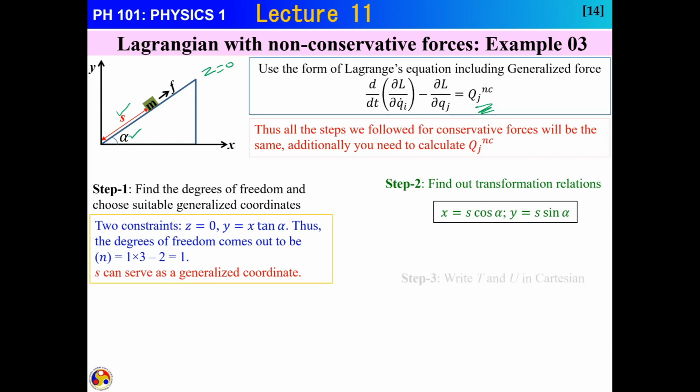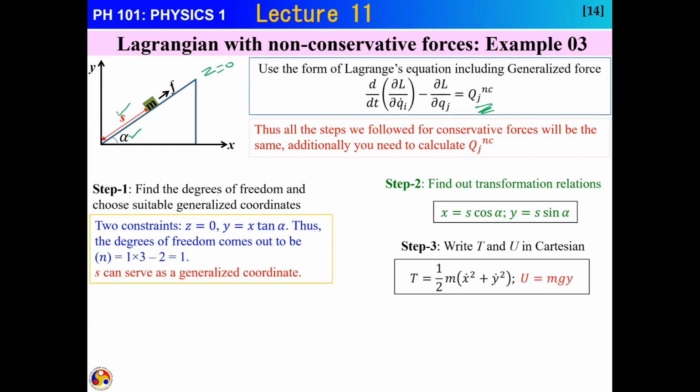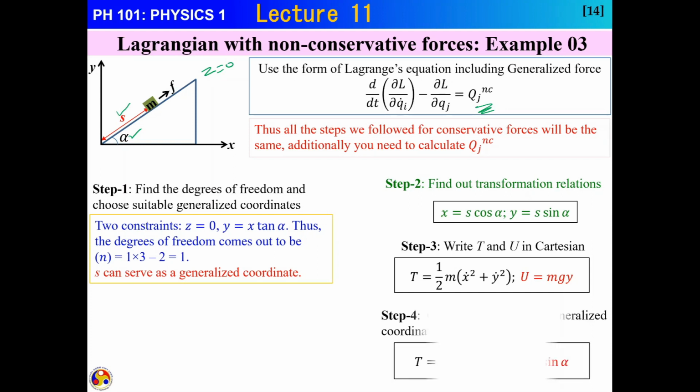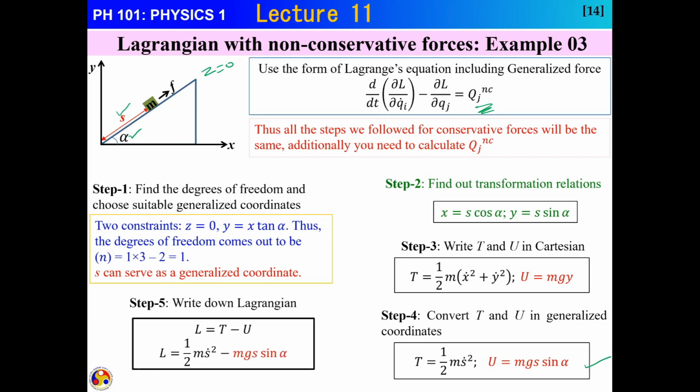And then you put this in a Cartesian frame, T and U, so which is half m times x dot square plus y dot square, and potential energy is mgy. Now you can change this into the generalized coordinate format. So you know x here, x dot you can get, y dot you can get, and your T and U now in generalized form comes out, for which the Lagrangian can be written very simply as L equal to T minus U. So this we got.